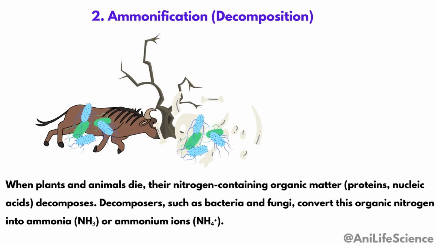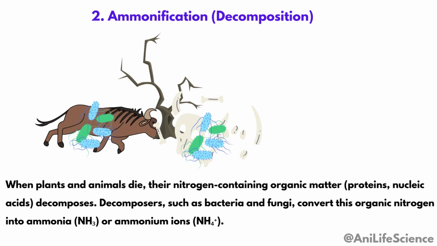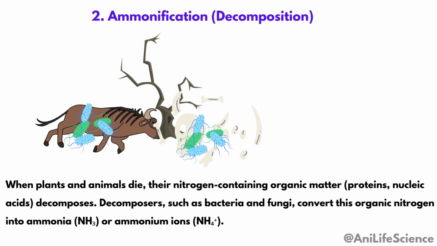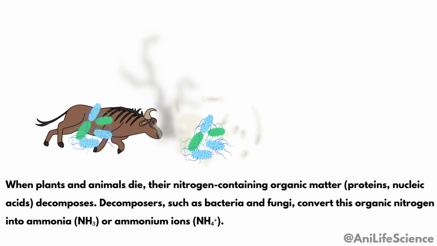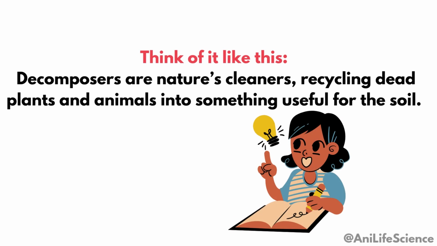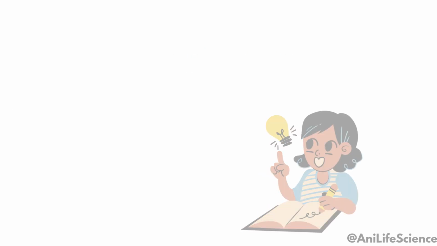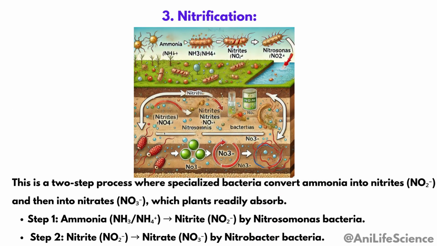Second. Ammonification. What happens here? When plants and animals die, their bodies have nitrogen in them. Decomposers like bacteria and fungi break down their remains into ammonia or ammonium. How does it help? This ammonia becomes part of the soil, where it's ready for the next step in the nitrogen cycle. Think of it like this: decomposers are nature's cleaners, recycling dead plants and animals into something useful for the soil.